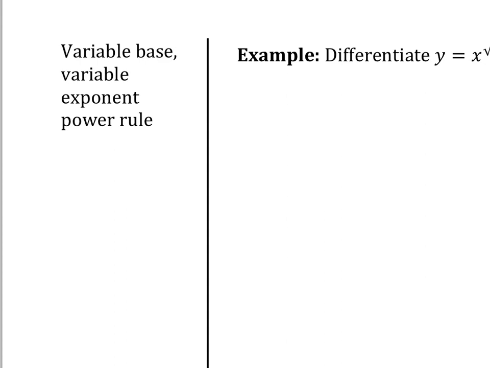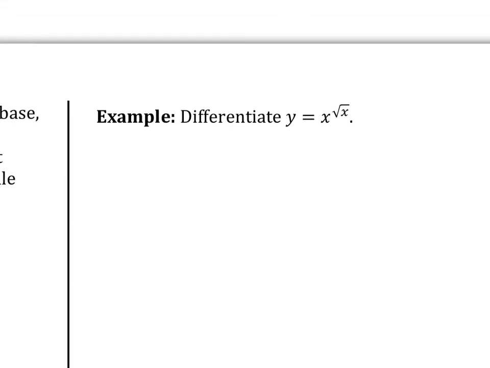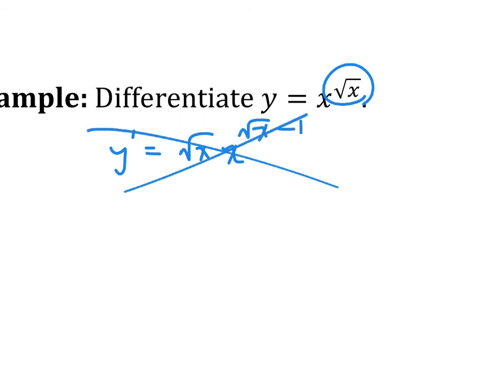Now let's talk about a different technique. This is called a variable base, variable exponent power rule. So when you have something like this, y equals x to the square root x, you see how here there is an exponent, but the exponent is not a number. That means you cannot just differentiate and bring down this and then this thing minus 1. This does not work. This is not a power rule.